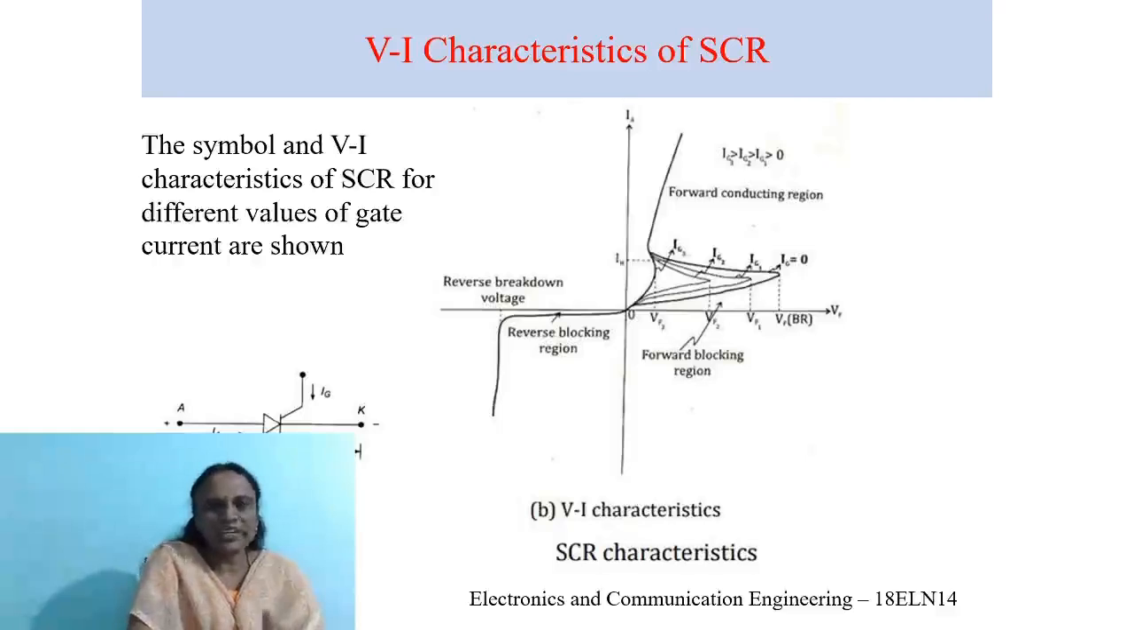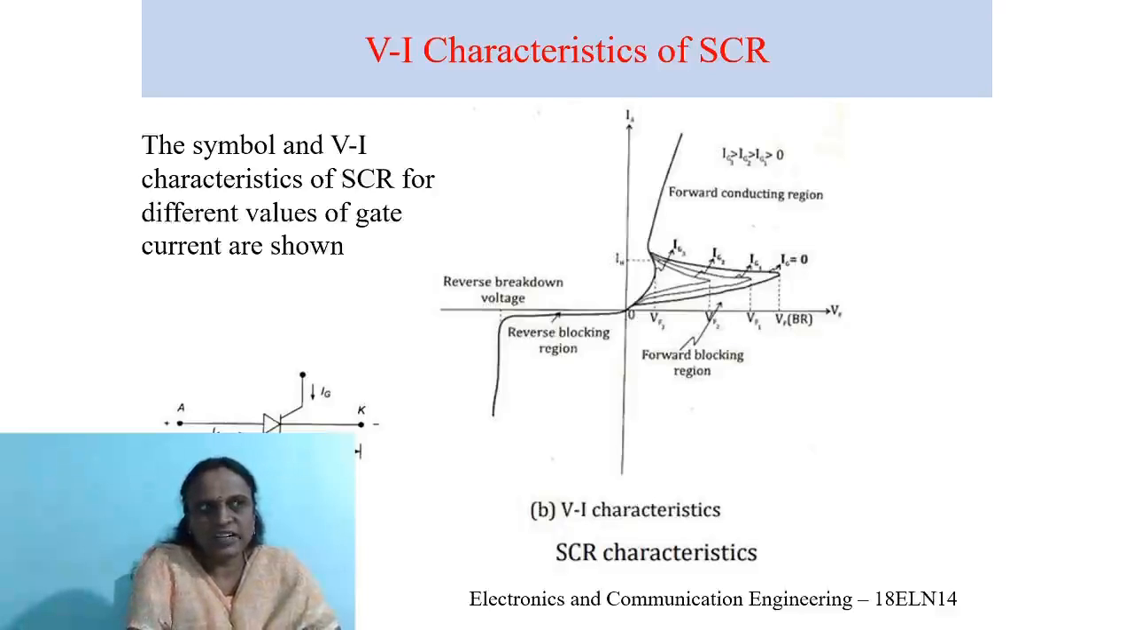Okay, now what happens next? In commutation, we are going to turn off an SCR. Next, coming to the next topic, the SCR characteristics, that is the VI characteristics of an SCR. We have already seen the SCR characteristics as the three modes of operation. The VI characteristics for different values of gate current are also shown here.